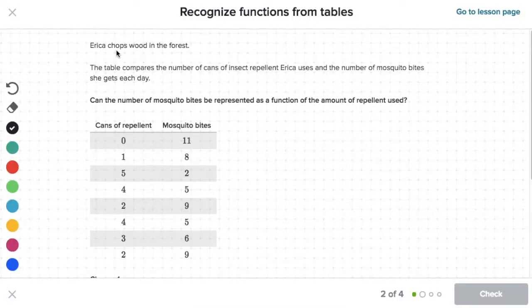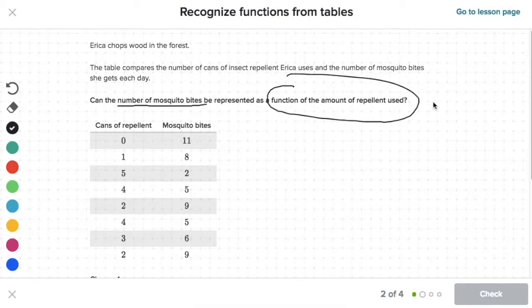This next one here is talking about chopping wood in a forest. And the question itself, without going into detail, it's about insect repellent and mosquito bites. But the question itself is asking you, can the number of mosquito bites be represented as a function of the amount of repellent used? So the input is the repellent, and the output is the mosquito bites. So what you should see is the same number of mosquito bites when you see equal numbers of repellent being used.